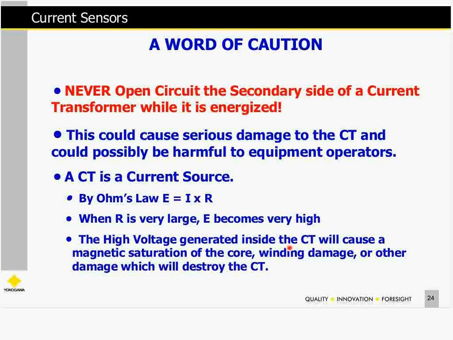So that very high voltage generated inside the CT can cause a magnetic saturation of the core, can cause actual winding damage or some other damage that can destroy the CT. So always, never open circuit the secondary side of a current transformer while it's energized. Be careful.